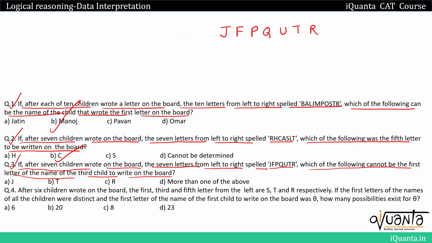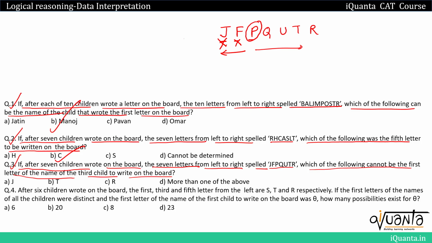If we look at J, J cannot be the first letter because to the right of J we have F, and F should come to the left of J. If we look at F, then J comes after F, so J must be to the right of F, so even F cannot be the first letter. If we look at P, then to the left of P we have all letters which come before P, and to the right of P we have all the letters that come after P, so P can be the first letter of the first child.